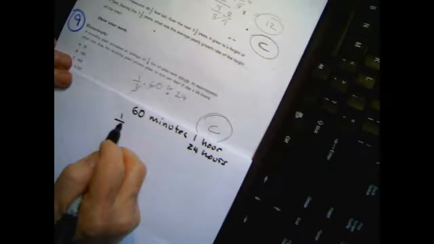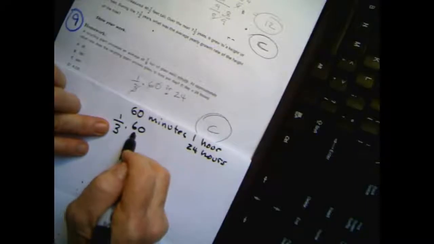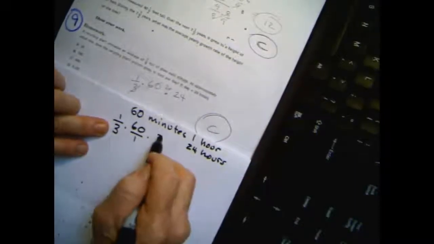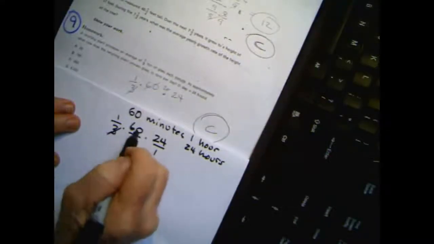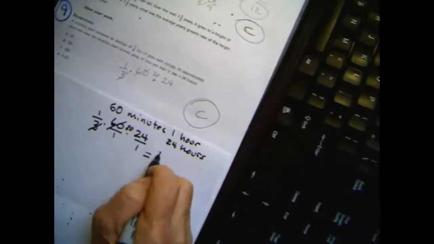So I take my 1/3 ton of glass, I multiply by 60, so that means this is how much I have per hour, and I multiply by the hours per day. So I have 1/3 times 60 times 24, and I can do a little cross simplification before I multiply. 3 goes into 3 one time, 3 goes into 60 twenty times, so I'm left with 20 times 24. 20 times 24 happens to equal 480, and the correct answer for 9 is C. Moving on.